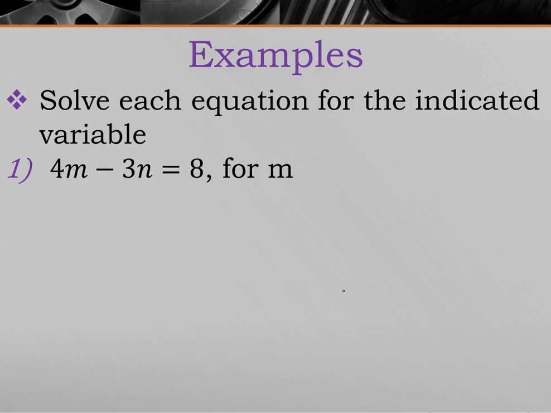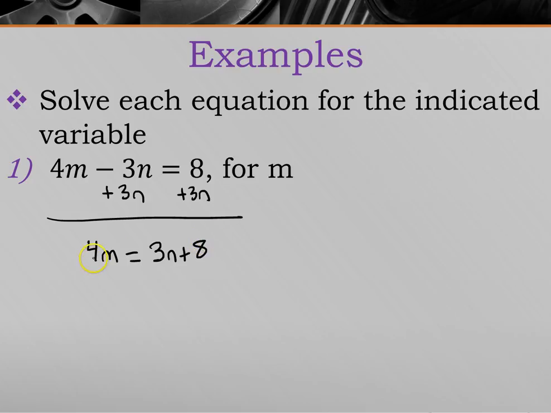So 4m minus 3n equals 8. I want to solve for m. Well, here's my equation. I don't have any other m's in the problem to isolate, so I'm going to leave 4m here. I need to move the negative 3n. I move it by adding. So 4m equals, now you can't combine 8 and 3n. One is a variable, one is a number, so they have to stay separate. You should write the variable before the number, so it's 3n plus 8.